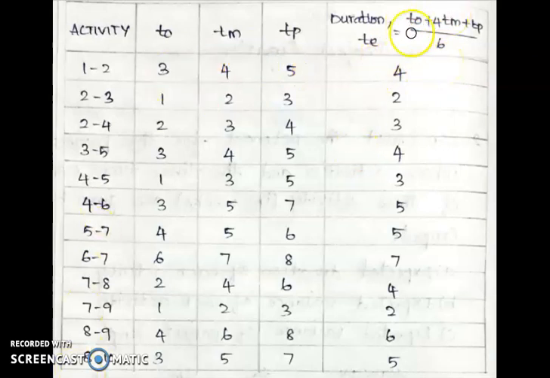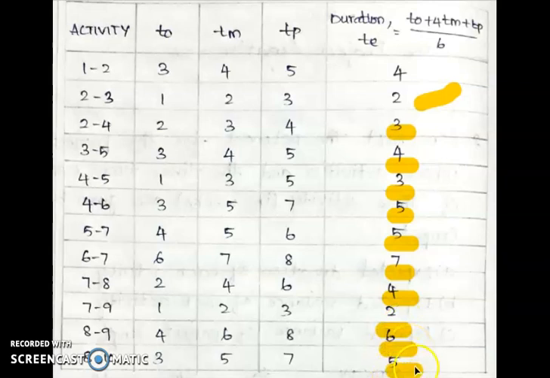By using this duration formula, we find that 2 to 3 is 2, 2 to 4 is 3, 3 to 5 is 5, 4 to 5 is 3, 4 to 6 is 5, 5 to 7 is 5, 6 to 7 is 5, 7 to 8 is 4, 7 to 9 is 2, 8 to 10 is 6, and 9 to 10 is 10. So with the expected duration values, activity 1 to 2 is 4, and 2 to 3 is 2. Similarly we find all the values.